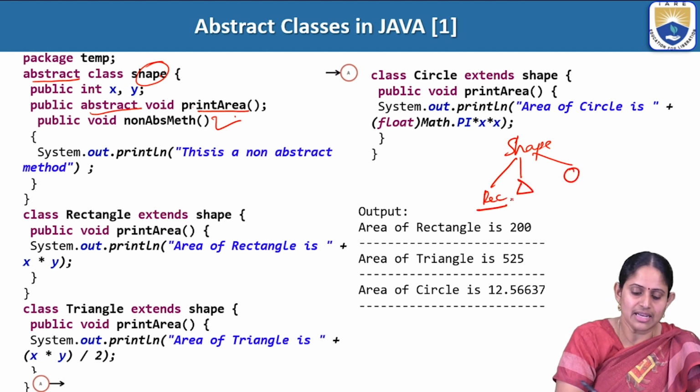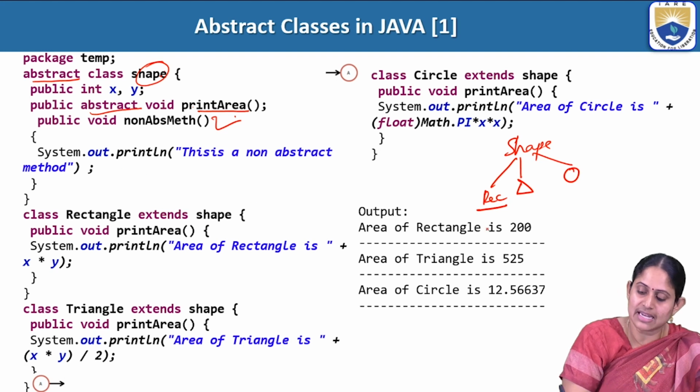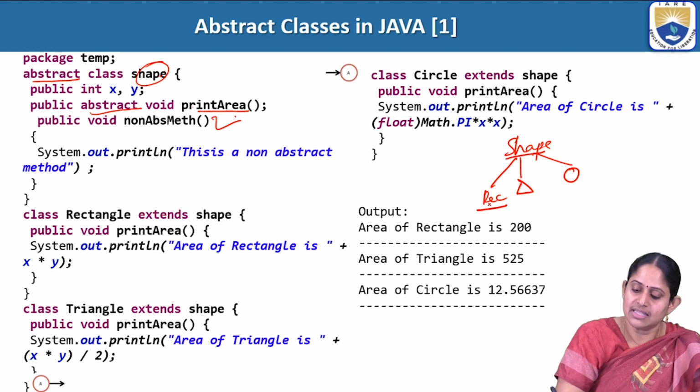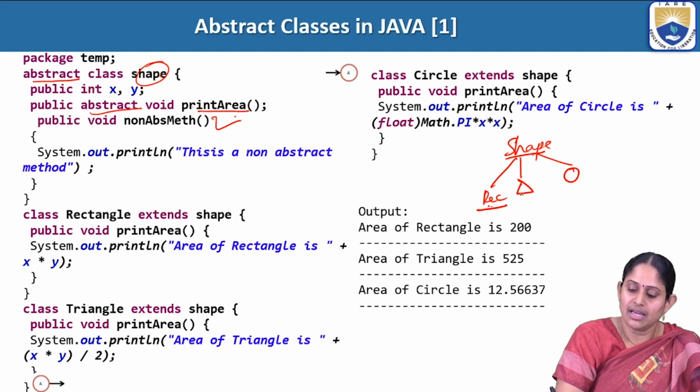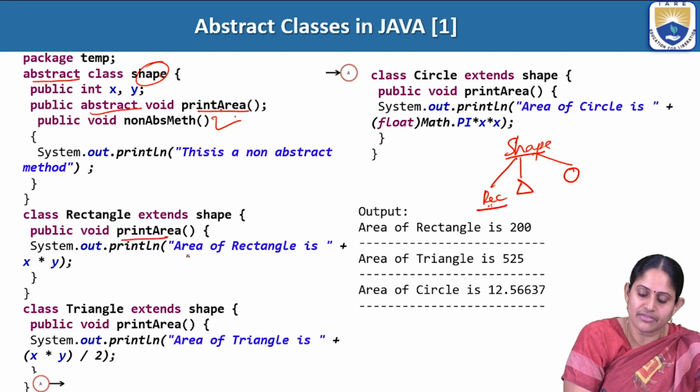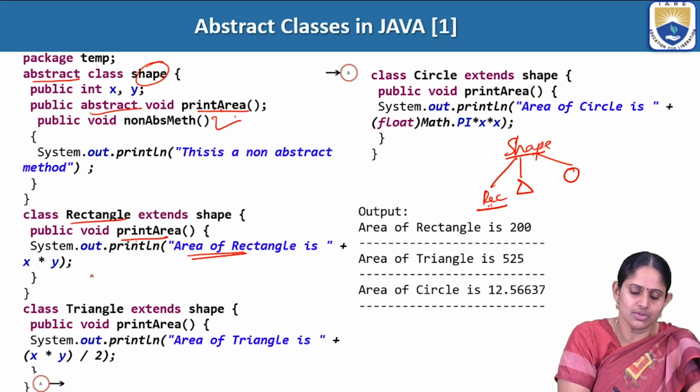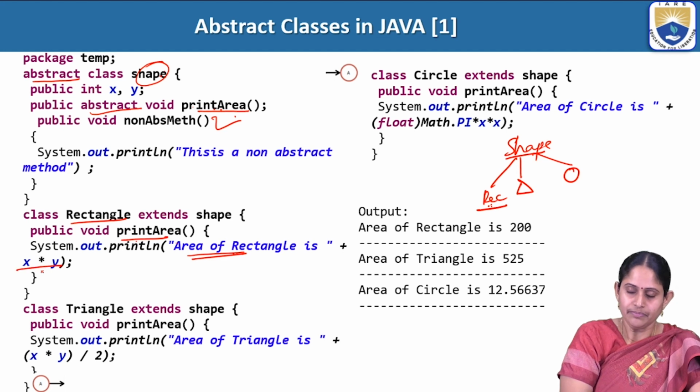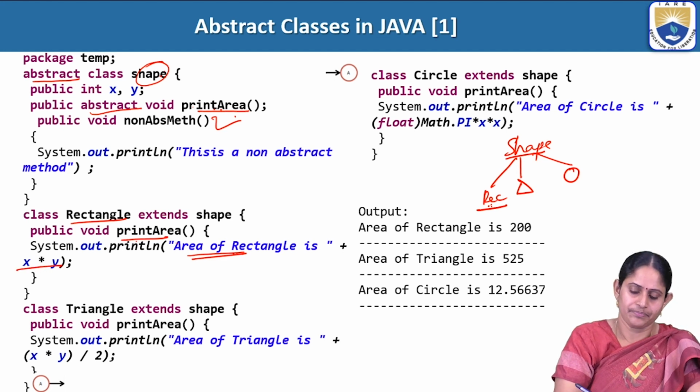So this rectangle class, since the rectangle class is inheriting the shape class, this rectangle should give the implementation for the print area method. So the print area method is defined in its own way. So the print area method of the shape class is overridden by the rectangle class in its own way. Here this print area method is used to display the area of that rectangle.